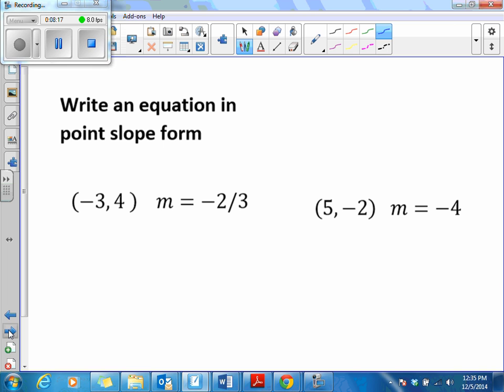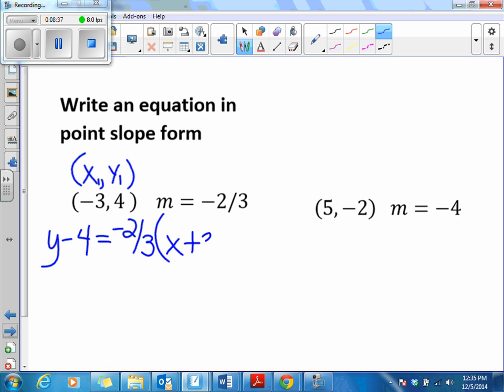All right, what about writing an equation in point slope form? So here all we're doing is we're taking the ordered pair and the slope and writing the equation. So y minus 4 equals -2/3 times the quantity x minus a negative, which is x plus 3. On this side, this example, I have y minus a -2, so y plus 2 equals -4 times the quantity x minus 5. All right? And that, ladies and gentlemen, is point slope form in a nutshell.